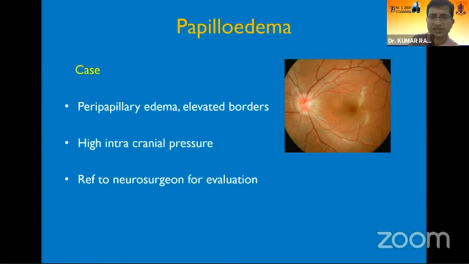So this kind of case is possibly because of papilloedema, and it is because of raised intracranial tension and requires more of a neurosurgical intervention rather than an ophthalmic intervention. As an ophthalmologist, we need to identify these cases as disc edema cases and refer them to the neurosurgeons for the evaluation.